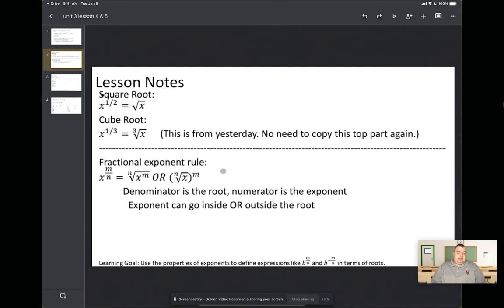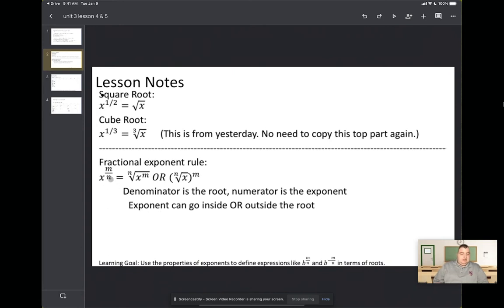While that is an interesting rule, that doesn't address the case of what happens if the numerator is anything other than 1. So the stuff we learned in the previous lesson only covers 1/2, 1/3, 1/4, 1/5, so on and so forth. Well, what if I have an exponent of 2/3 or 3/4 or 3/5? This is going to cover the cases like that, the fractional exponent rule.